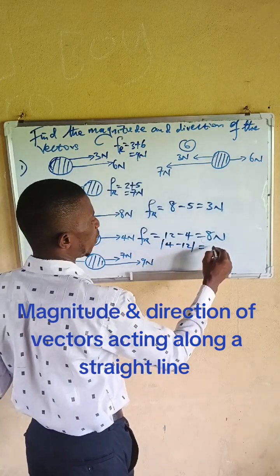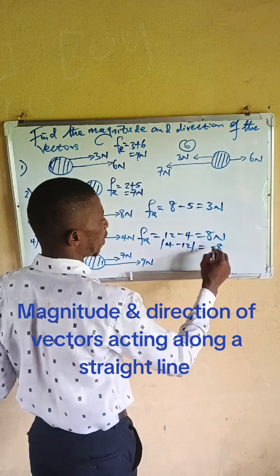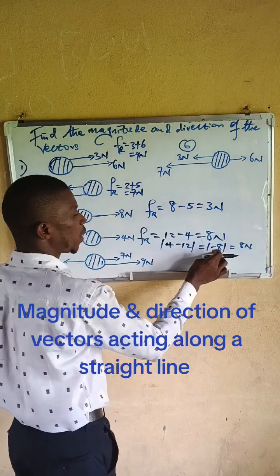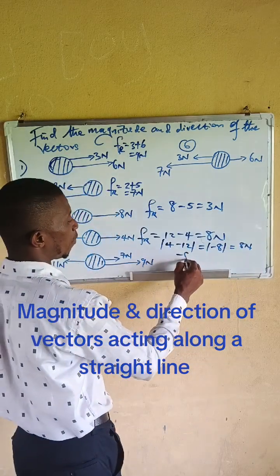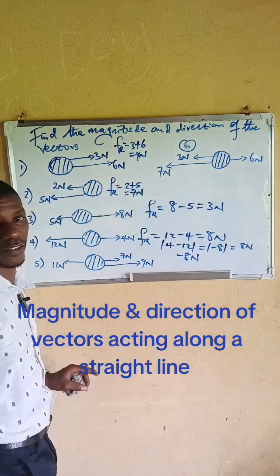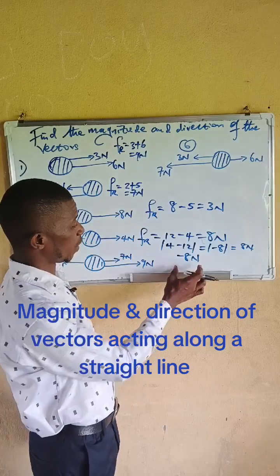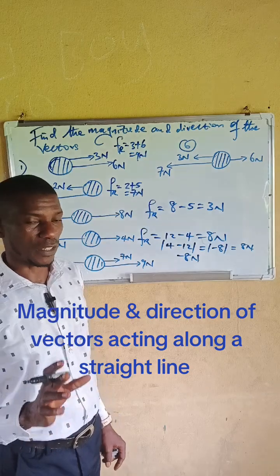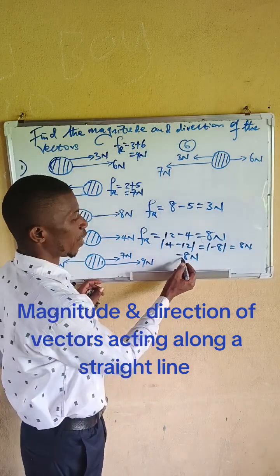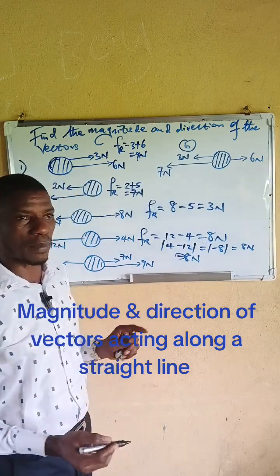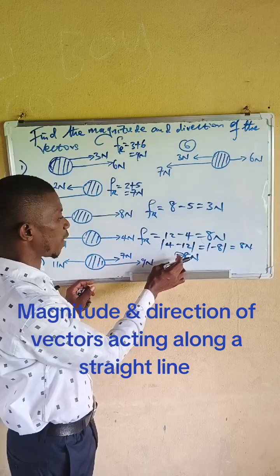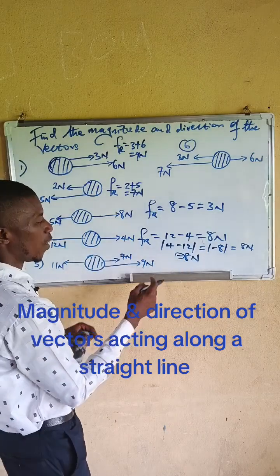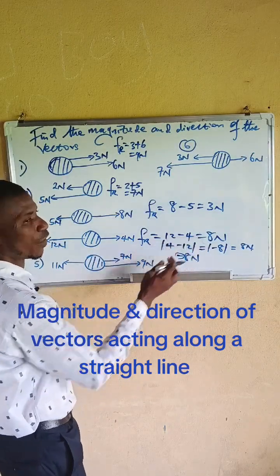That's going to give us minus 8, which is also 8 Newton. So this minus 8, we don't have a magnitude of minus 8. Magnitude is always expressed as a positive value. So this negative here does not mean that the magnitude is negative. What it means is that the direction is towards the left. That is what this minus indicates. Or you can simply solve it in this form.